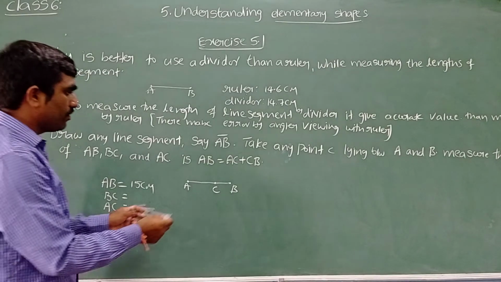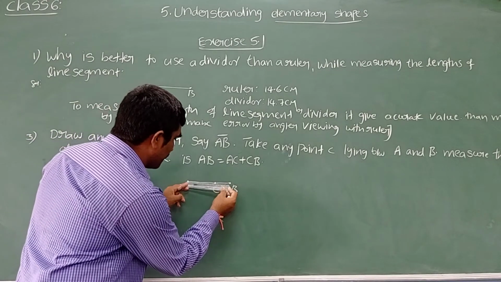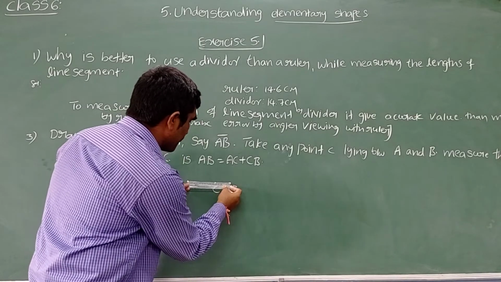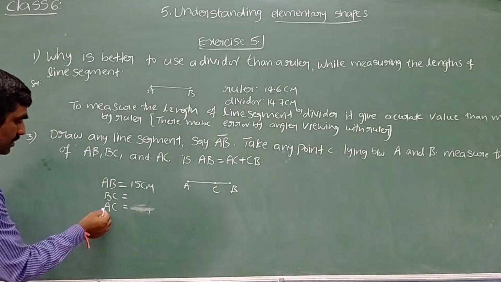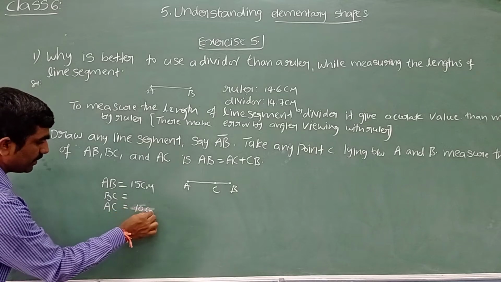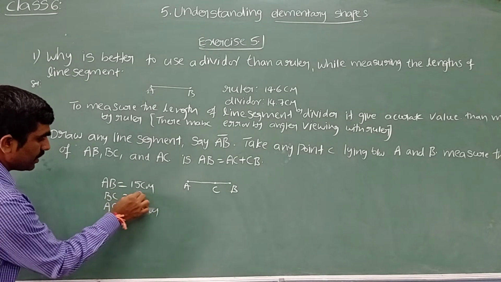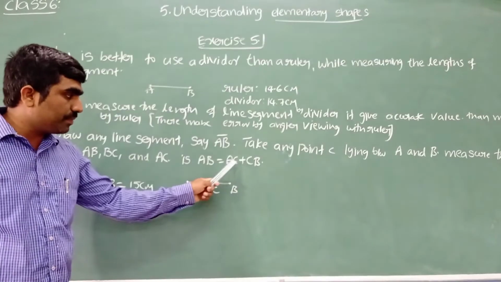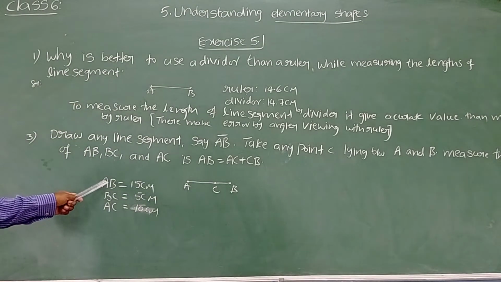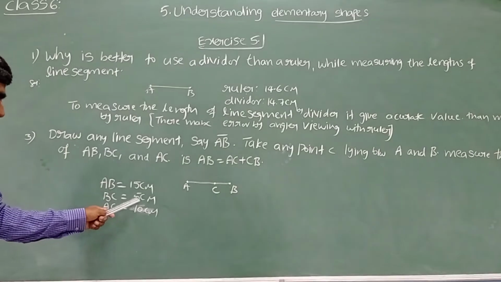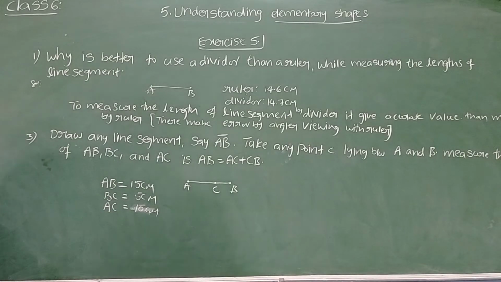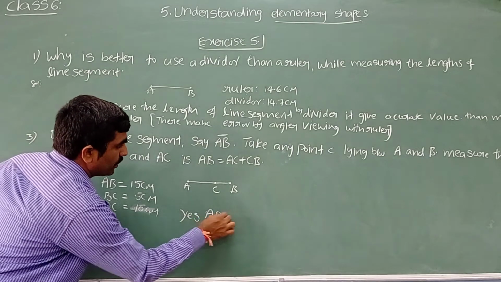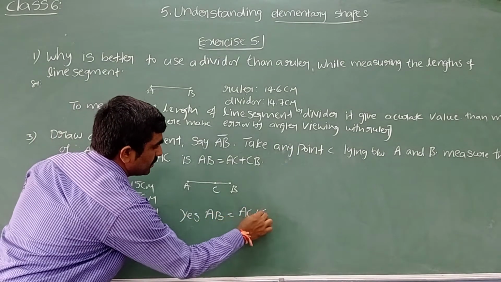Now we measure A to C and C to B. I can see A to C is 10 centimeters and B to C is 5 centimeters. Now is it possible to say AB equal to AC plus CB? 15 is equal to 10 plus 5. Yes, we can say that. AB is equal to AC plus CB.